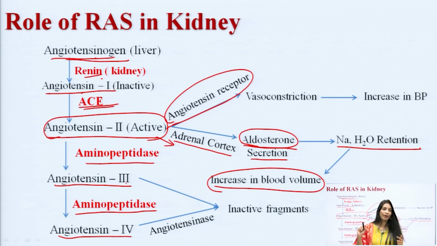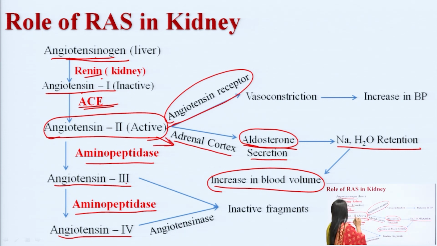And angiotensin 2 can go and bind to the angiotensin receptor. When it binds to the angiotensin receptor, what is going to happen? The receptor will get activated and cause vasoconstriction. When the vessel has been constricted, the blood pressure is going to increase. And second, what is going to happen here? When angiotensin 2 is active, then aldosterone will be secreted from the adrenal cortex.